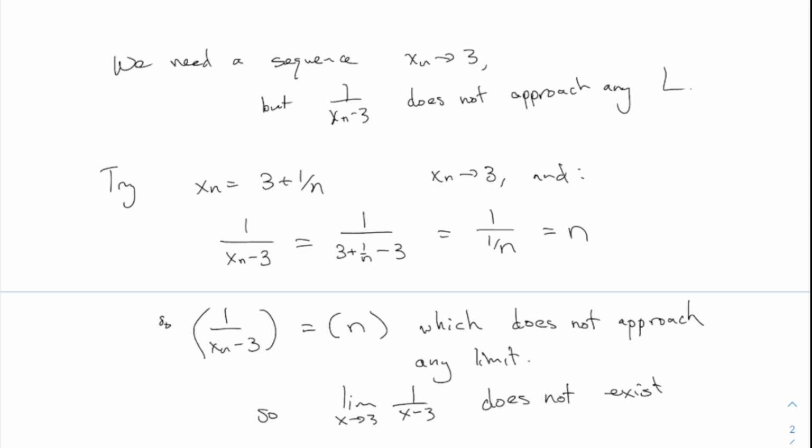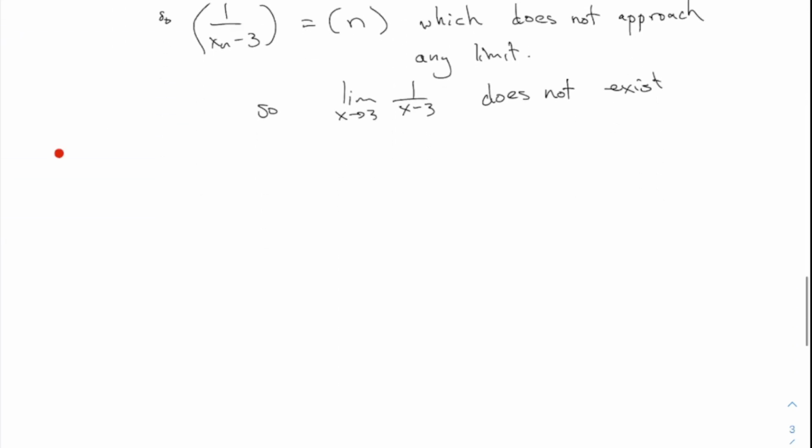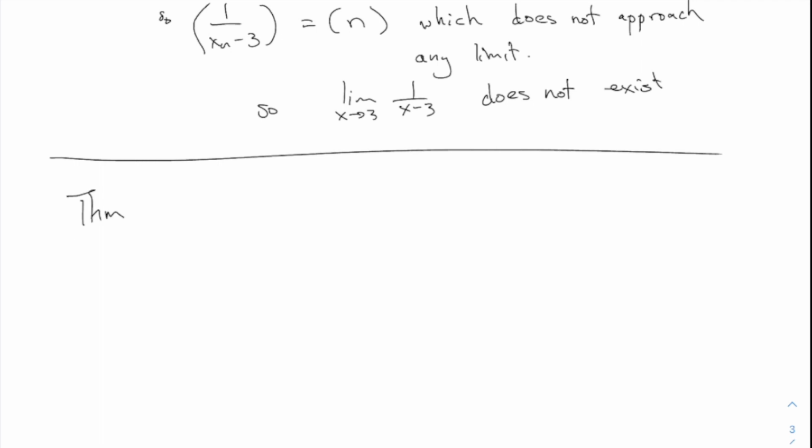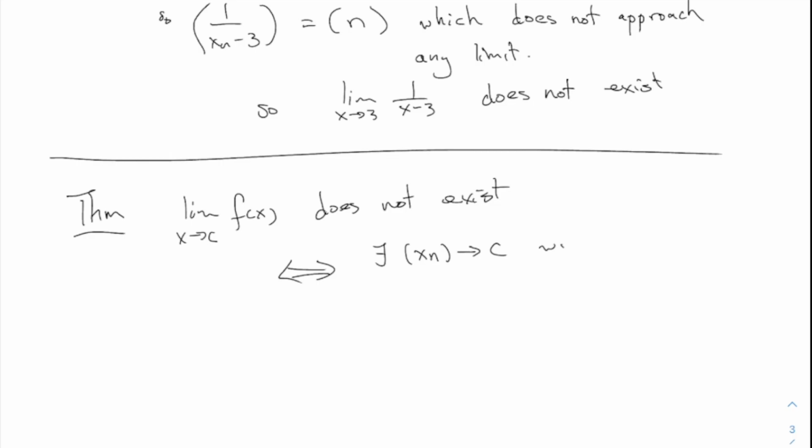All right? So let me try and write this as explicitly as I can, just so that you have it in your notes. I'm going to write it as a theorem. It says lim x goes to c of f of x does not exist. This is the easiest way to show that a limit does not exist. If and only if there exists a sequence xn which approaches c with the sequence f of xn divergent.